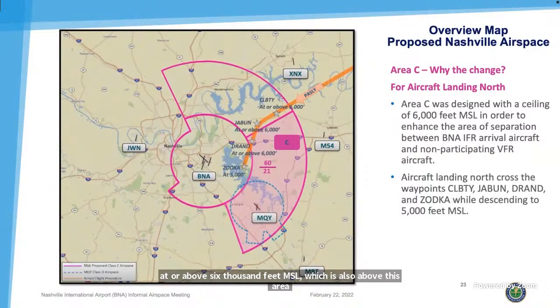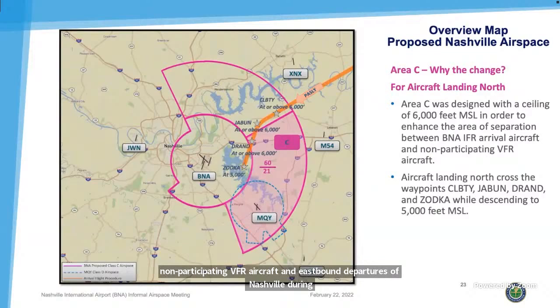This graphic shows the STAR, called Paisley, used by aircraft landing to the north at Nashville International. Again, the airspace is designed to enhance separation of this arriving traffic at or below 6,000 feet MSL from non-participating VFR aircraft in the area and eastbound departures off Nashville.